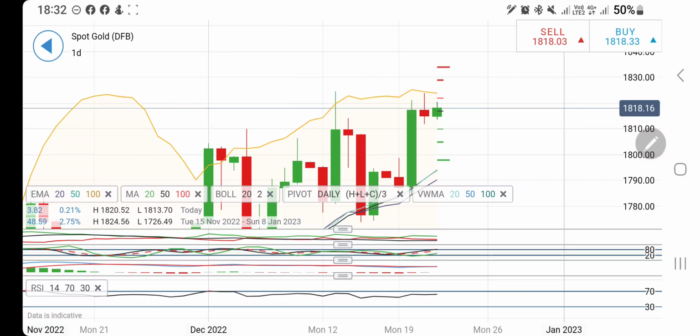Expect 1810, 1808, very strong support till 1808. Below that 1805, and then 1801, 1795, 1790 levels to be seen. This zone on the downside is going to play a very important role. On the upside, you can buy at 1821. Expect 1825, 26, and then 1830, 1836 levels, and then 1845 levels also can be expected. Yes, take your trades accordingly.